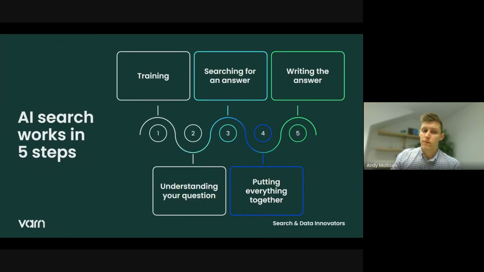How does it do that? Well, AI search works in five steps, to put it in a basic way. It's training, understanding a question, searching for an answer, putting everything together, and then actually delivering the answer, what you actually see in ChatGPT, for example.